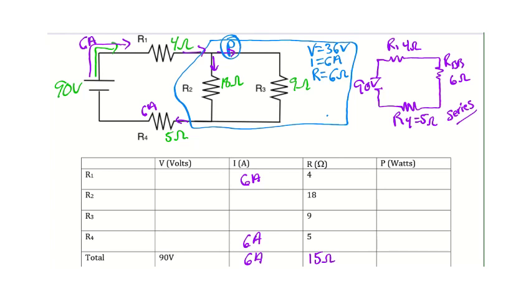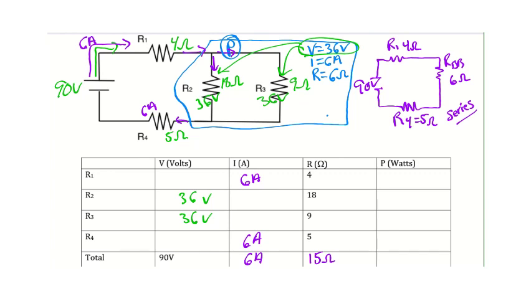Now, because this is a parallel circuit, voltage is constant. That is the rule for resistors in parallel. Voltage is constant. That means that the 36 volts applies to resistor 3 and resistor 2. So I can put 36 volts across resistor 2 and 36 volts across resistor 3. I'm going to go ahead and fill that in the chart.